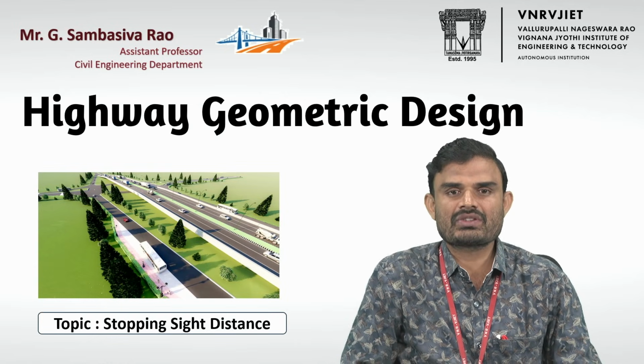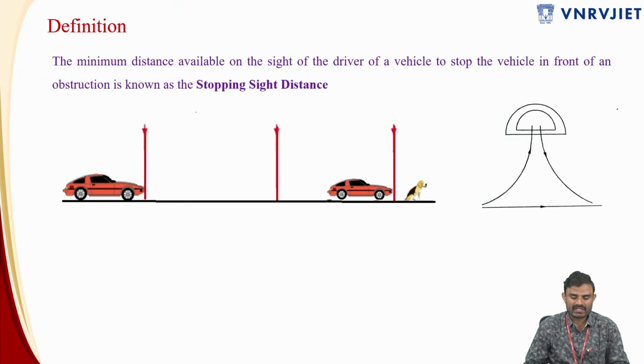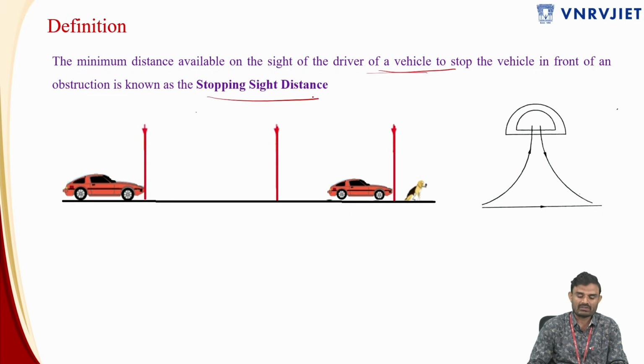Today we are going to discuss the topic stopping sight distance as a part of highway geometric design. If you look at the definition of stopping sight distance, it can be easily understood from here. The minimum sight distance available on the side of the driver of a vehicle to stop in front of an obstruction is said to be stopping sight distance. That obstruction might be anything: an object, an animal, or some other vehicle coming in the opposite direction. That is the definition of stopping sight distance.